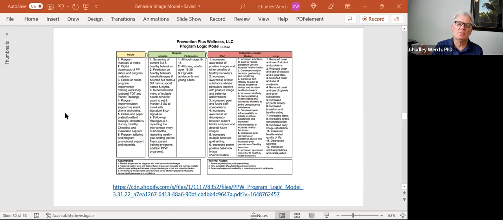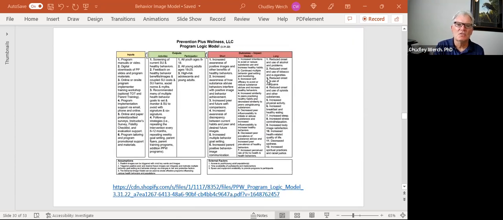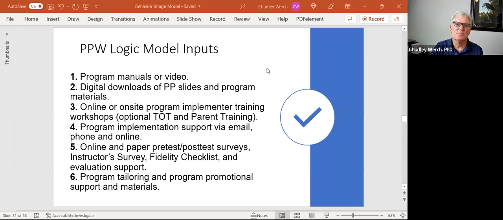Now, let's shift from the behavior image model, which is the conceptual basis for these brief motivational integrated programs we call prevention plus wellness, and let's look at the prevention plus wellness logic model. Okay, so this is it right here. The link at the bottom will take you to the actual model on our website, so you can read it a little bit easier, but I'm going to walk you through it, or at least some of it. So you go from inputs to outputs to outcomes. You're going from left to right in this particular model.